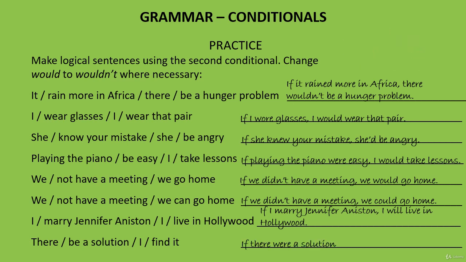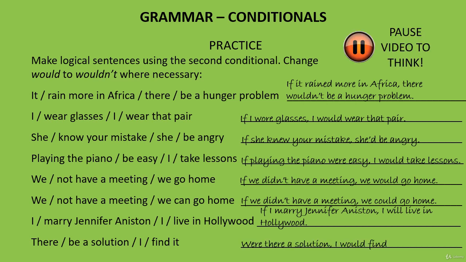If there were a solution, I would find it. This is the verb to be. Even though it's singular, a solution, it. Because it's the verb to be, we write were. Somebody could say if there was a solution, that would be okay these days. Or, more formally, were there a solution, I would find it.